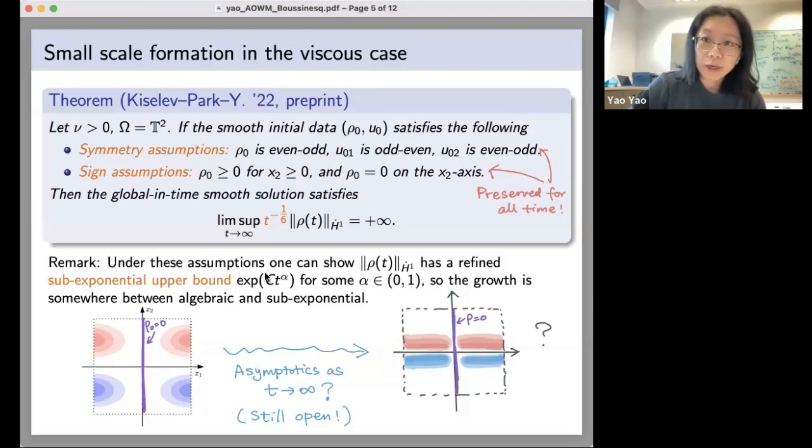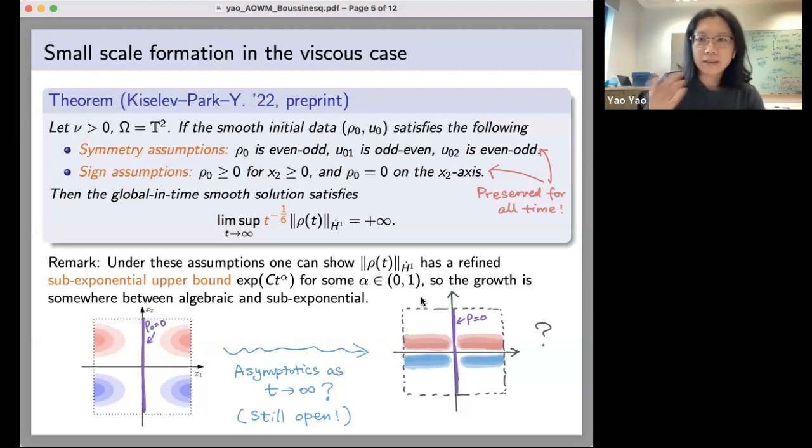That being said, we can show that under these assumptions, it's actually impossible to have this norm growing exponentially, because due to the symmetry condition, the H1 norm has a refined upper bound, which is lower than the exponential bound. It is e to the ct to the alpha, where alpha is some number between 0 and 1. So the actual growth rate is somewhere between polynomial rate and sub-exponential rate. We don't know which is actually the case.